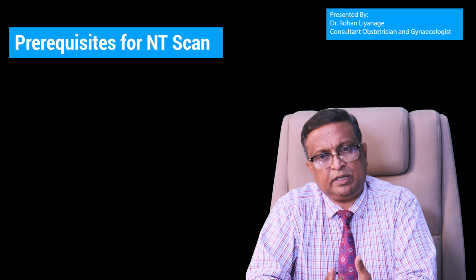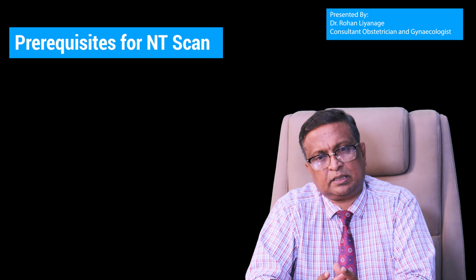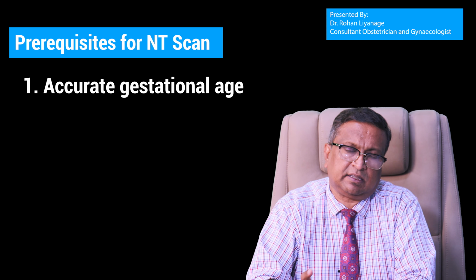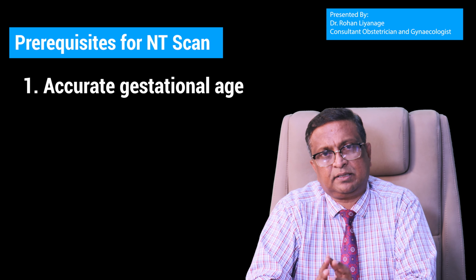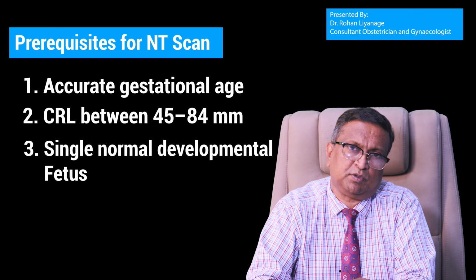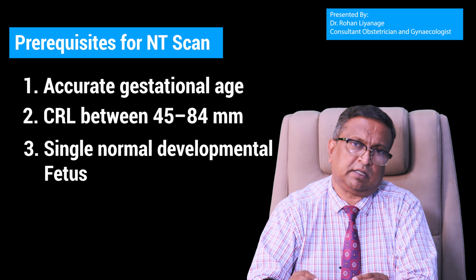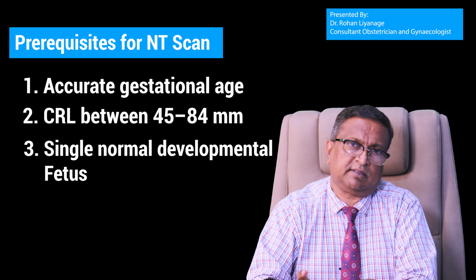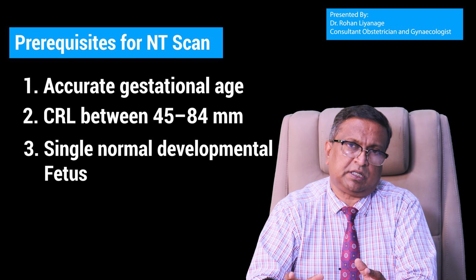And the prerequisites for the NT scan: we have to have the correct, accurate gestational age, and it has to be 11 to 13 weeks and 6 days. And the CRL has to be 45 to 84 millimeters, and a single normal developing fetus has to be there. When the fetus is beyond 13 weeks plus 6 days of maturity, the fetus usually becomes flexed and it will move. So it is difficult to measure the NT after 13 weeks plus 6 days.